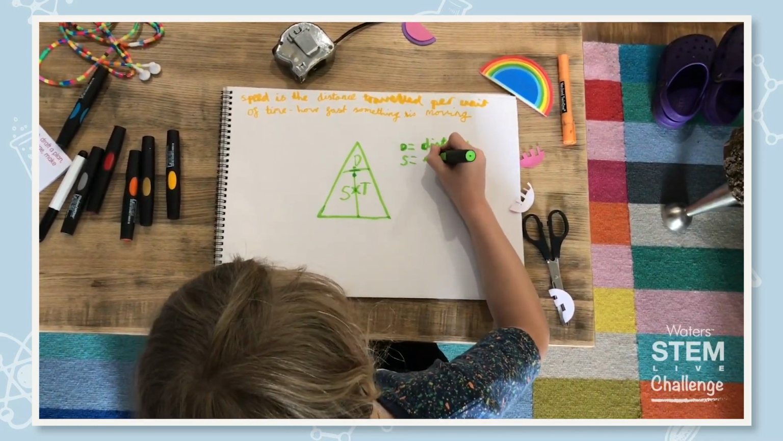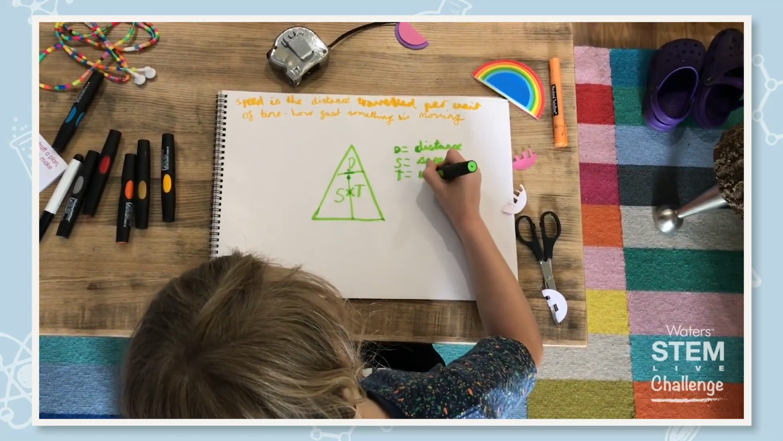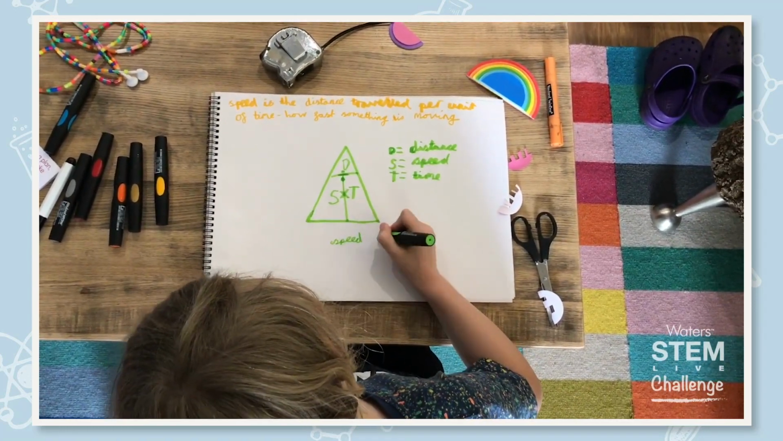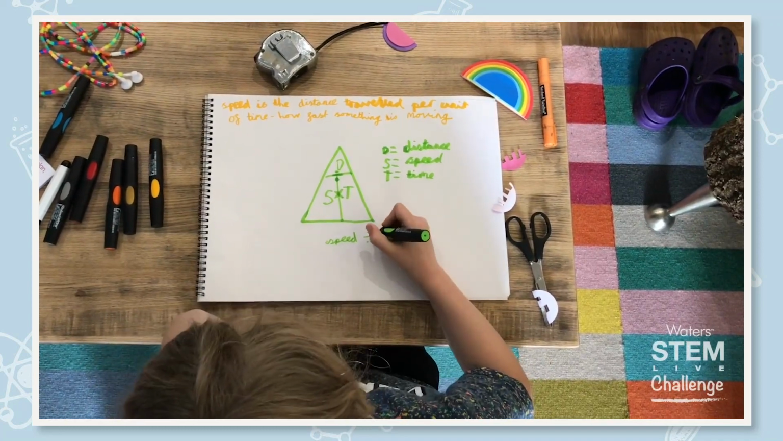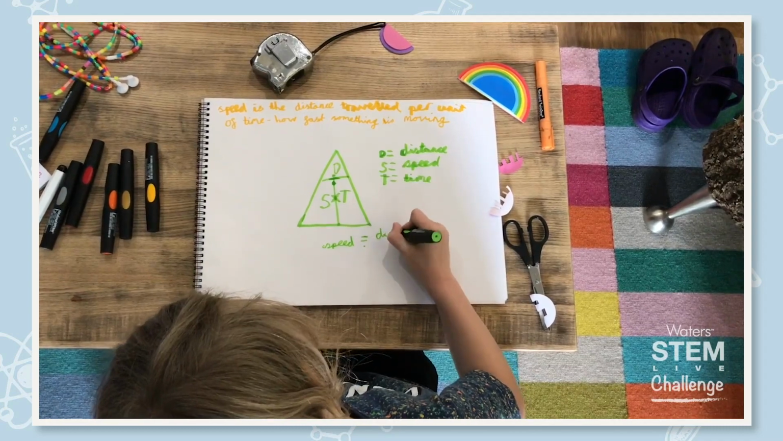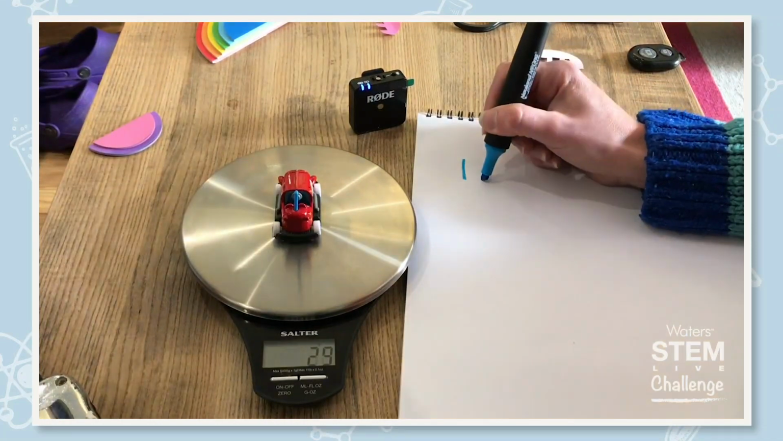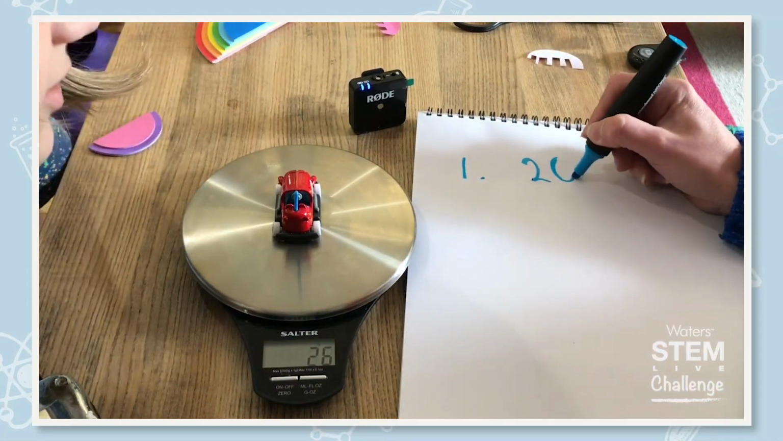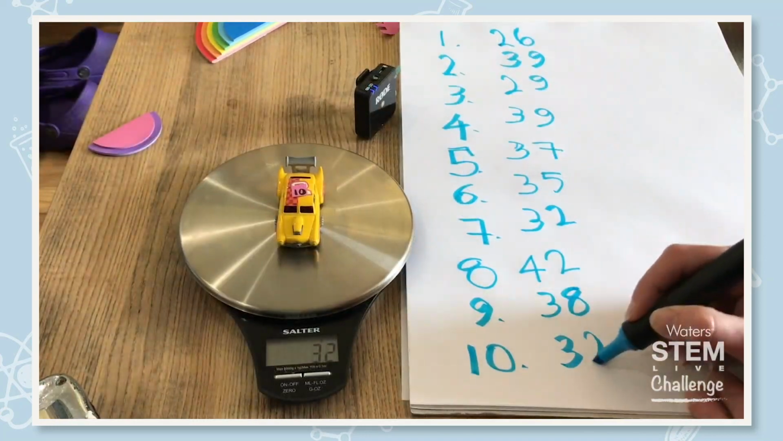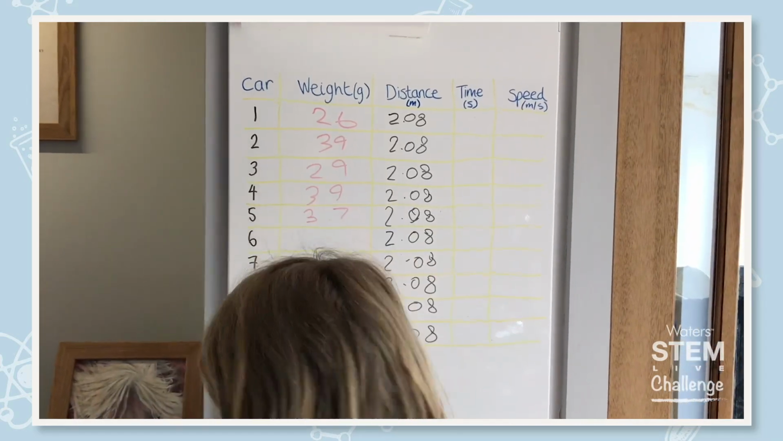We're going to use a calculator to calculate speed, but you could also use some software online or an Excel spreadsheet to do this sum for you. We're going to measure our distance in metres and our time in seconds, so our speeds will be metres per second. Next, we decided to weigh all of our cars. Here you can see Zane recording the weights of all of our cars.